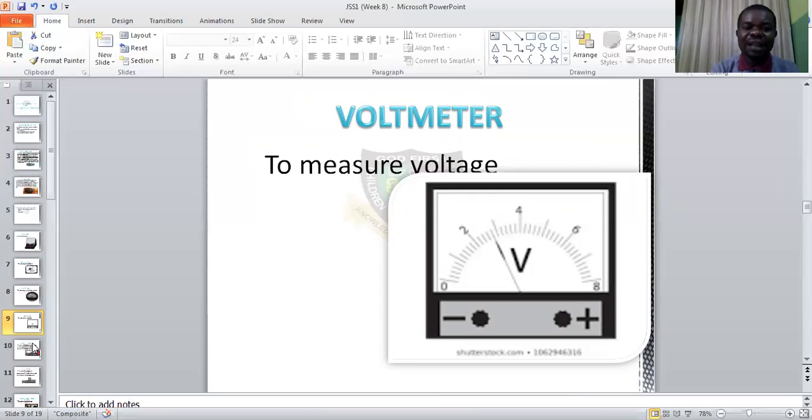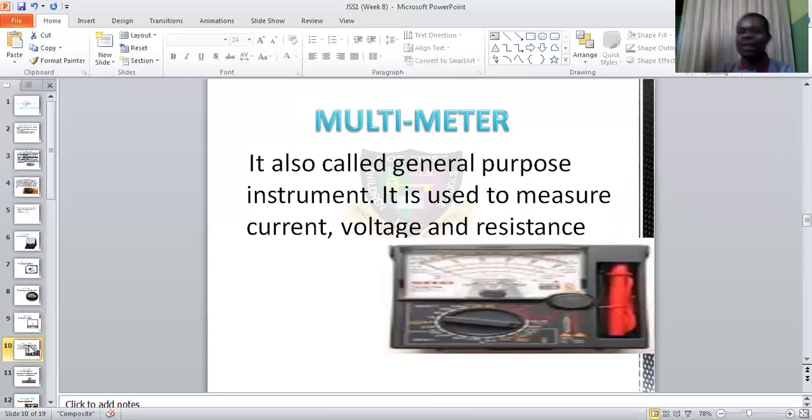Basic electricity doesn't end this week. The multimeter does many works. It is also called a general purpose instrument. It can do the work of an ammeter, that is to measure current. Then it can do the work of a voltmeter to measure voltage. It can do the work of an ohmmeter to measure resistance. So that's why it's called multi. It can double task. It can measure many of them. That's why it is also called a general purpose instrument. All other ones like the ammeter can only measure current. You cannot use the ammeter to measure the value of voltage.